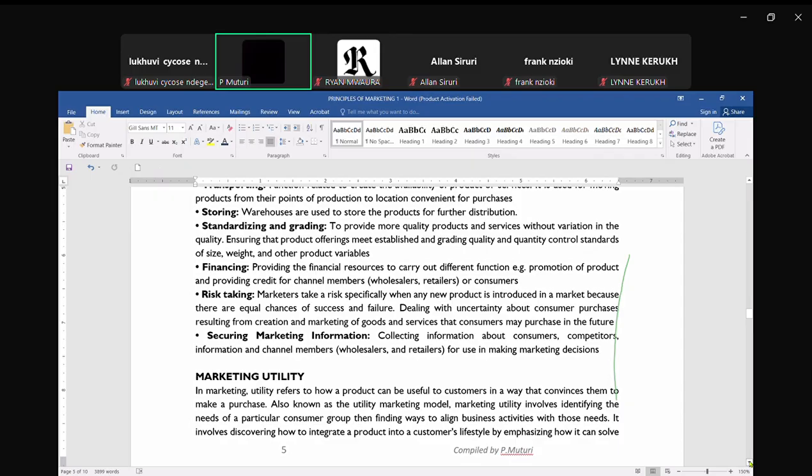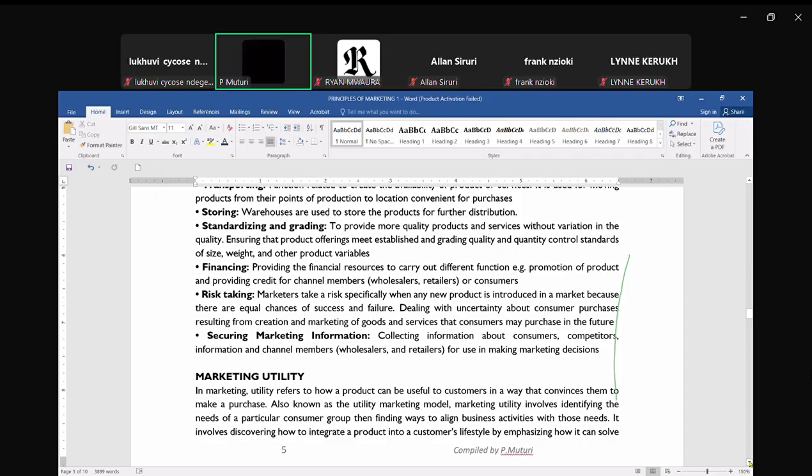So collect information about consumers, competition, the marketing environment, the channel members. Channel members are those who distribute the product, those who are involved between the producer and the consumer. Those in between there, we call them the marketing channel members. So those are the wholesalers, the dealers, the retailers, any entity that will be in between the producer and the final consumer. We call them distribution members or channel of distribution members.